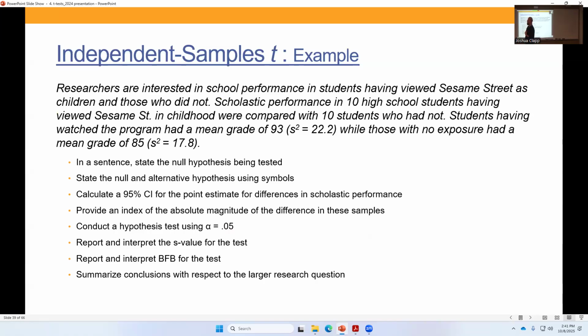Okay. So what we want to do again with all these problems: null and alternative models using symbols, a 95% confidence interval for the difference in scholastic performance, an index of the absolute magnitude of the difference in these samples. What are we looking at for there? It's our effect size, right? Our hypothesis tests, our S values, our Bayes factor, and then pulling things together in a full interpretation.